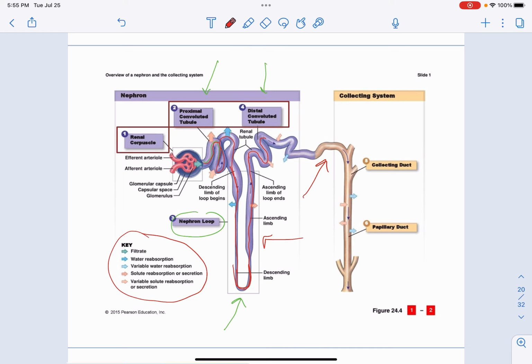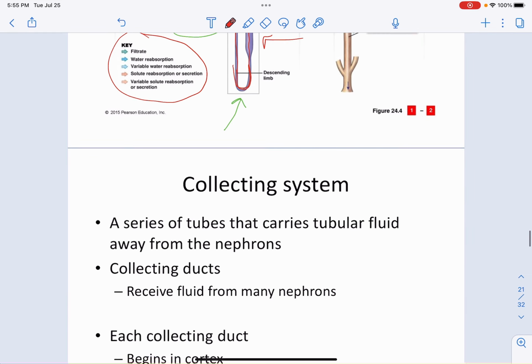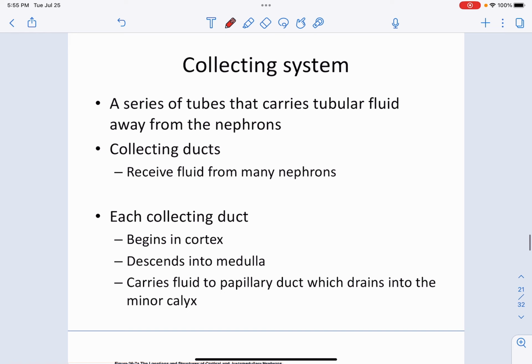All right, so let's take a moment to talk about the collecting system. This is a series of tubes that carries what's called tubular fluid. It's not called urine yet until it makes it to the collecting system. It's going to take the tubular fluid away from the nephrons and it's going to enter the collecting ducts. There are collecting ducts that receive fluid from many nephrons, and it all pools together.